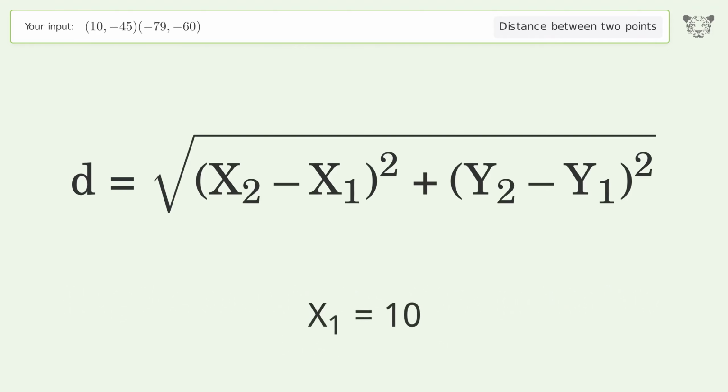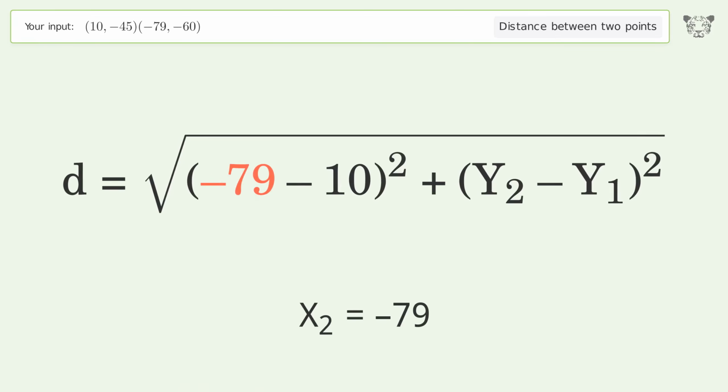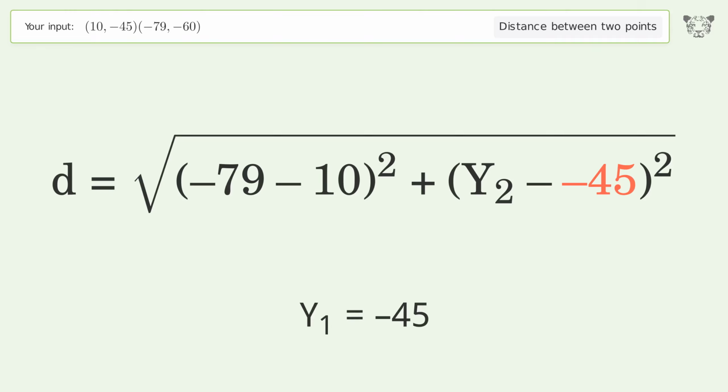x1 equals 10. x2 equals negative 79. y1 equals negative 45. y2 equals negative 60.